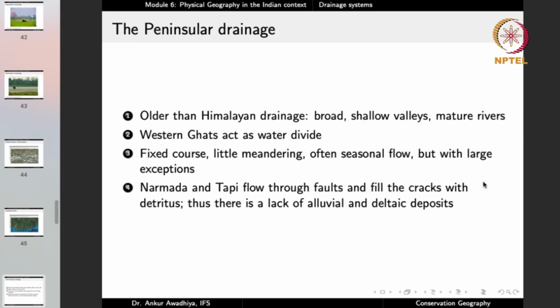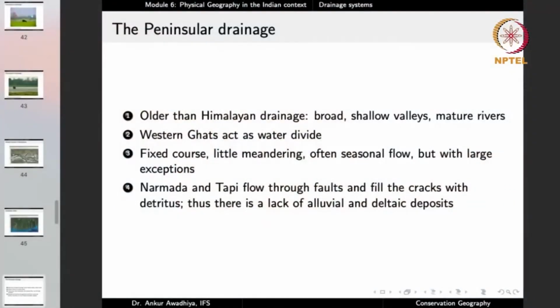Another drainage is the peninsular drainage that we find in the southern parts of our country. The peninsular drainage is older than the Himalayan drainage. Why? Because this drainage probably existed even when India was not a part of Asia. When the Indian plate was moving towards Asia, even then it had certain amount of drainages, and these drainages still continue. So these are very old drainages, not like the small streams in the Himalayas.